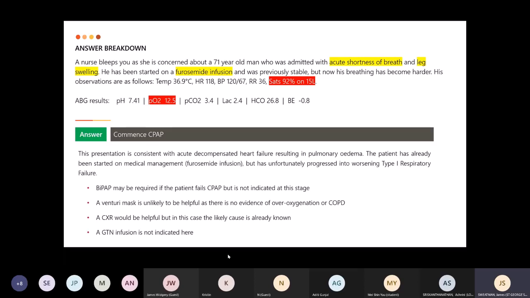And the GTN infusion, you can use that in acute heart failure, but they're already on a furosemide infusion. And if you give them a GTN infusion as well, you're going to drop their blood pressure and their cerebral perfusion is going to go down and they're going to syncopize.